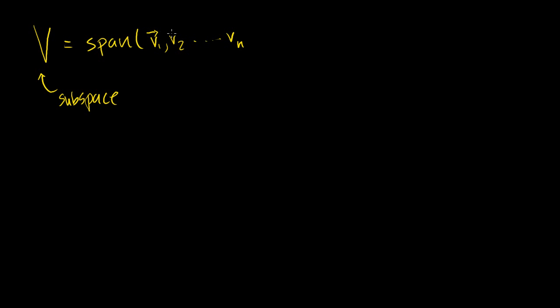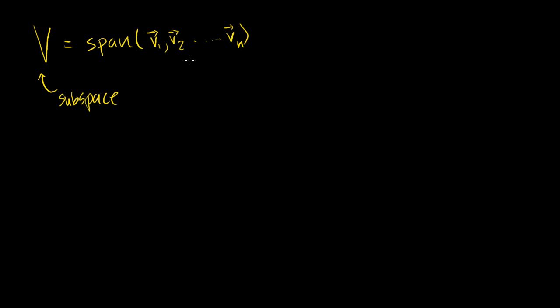Let's say I have the subspace V. And this is a subspace, and we learned all about subspaces in the last video. And it's equal to the span of some set of vectors. And I showed in that video that the span of any set of vectors is a valid subspace. So it's going to be the span of v1, v2, all the way to vn. So it's going to be n vectors. So each of these are vectors.